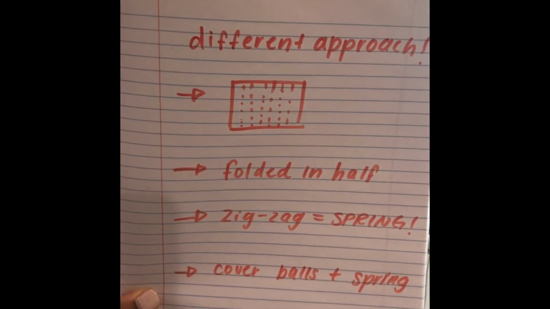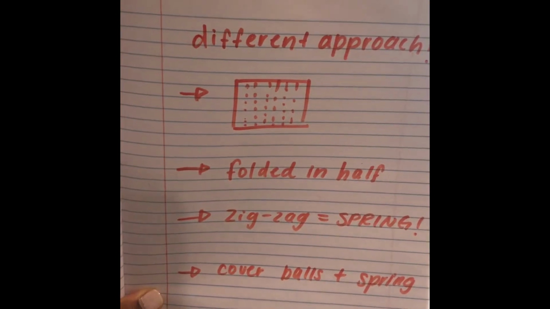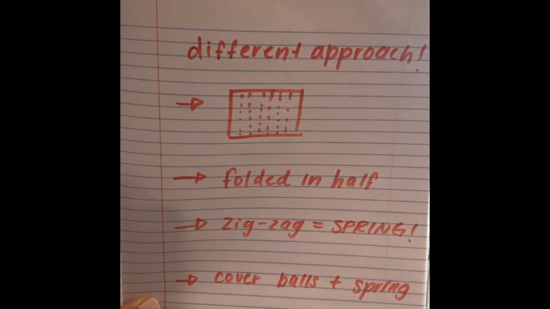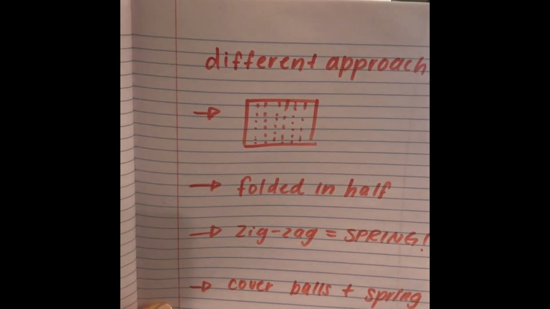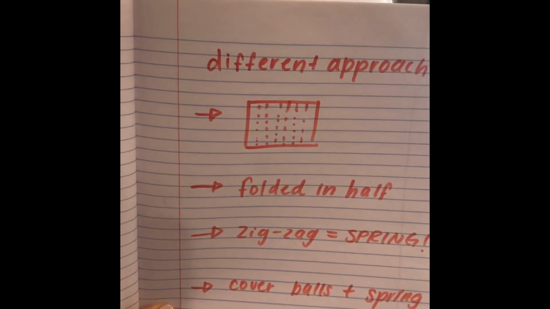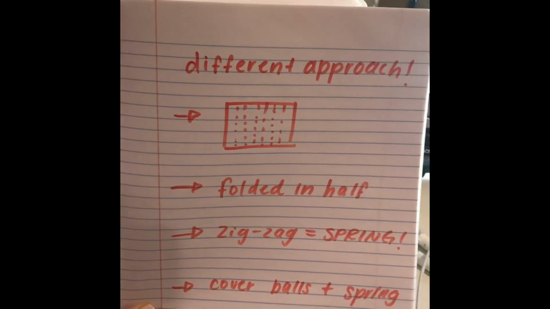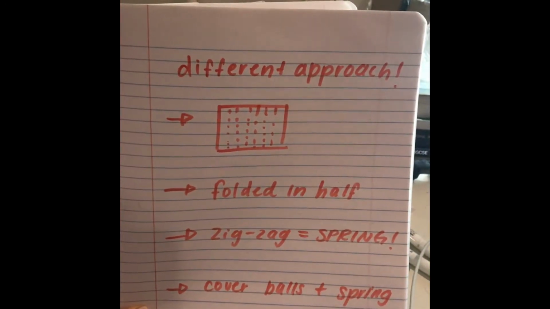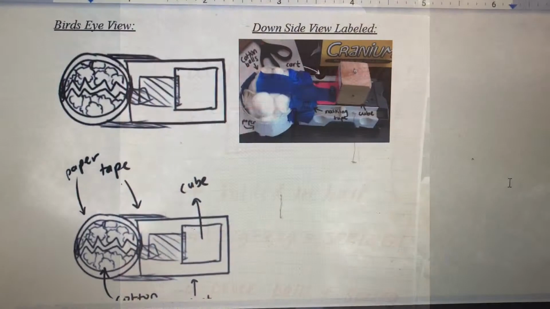Then 4 to 5 of these strips were taken, folded in half, and made into a zigzag shape to act as a spring. The remaining paper was taken and then folded in half and connected at their ends so that they could encapsulate the cotton balls and paper string. These were then taken and taped to a cart.